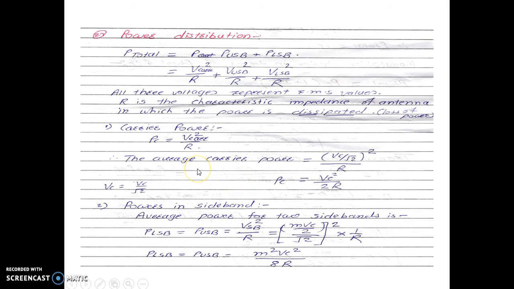Now see the powers in the sidebands. As we know, the sideband powers P LSB and P USB are both the same. So the average power for the two sidebands is P LSB equals P USB equals V SB square divided by R. And as we know, V SB in the two sidebands is mVc by 2. So put in the RMS value. It becomes mVc by 2 divided by square root of 2, whole square, into 1 by R. Here P LSB is equal to P USB is equal to m square Vc square divided by 8R.